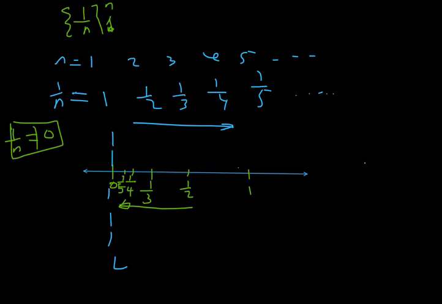How about the upper bound? Now we stop here at 1, right? Because we use n starting at 1. We start at 1. Therefore, we are going to say that this is the upper bound. Our upper bound will be 1.